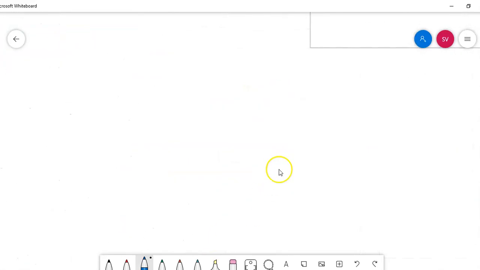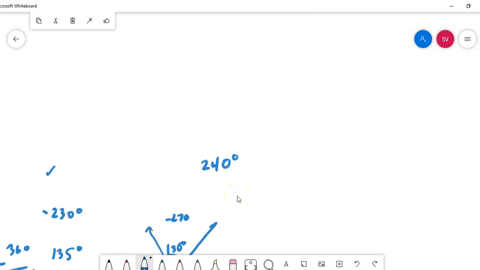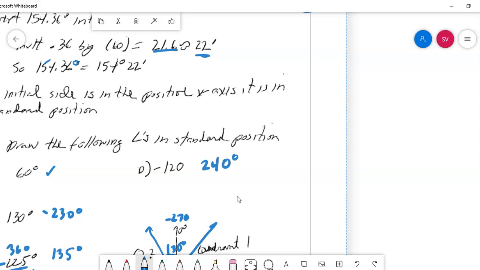All right, and that will include our initial discussion on angles, coterminal angles, degrees to radians, and drawing angles in the standard position.